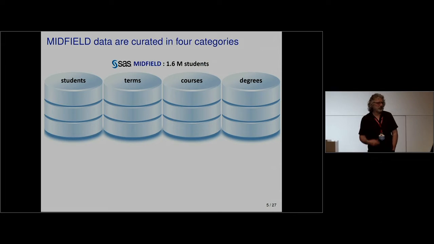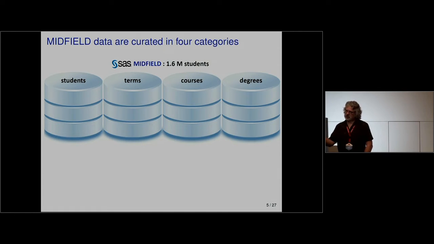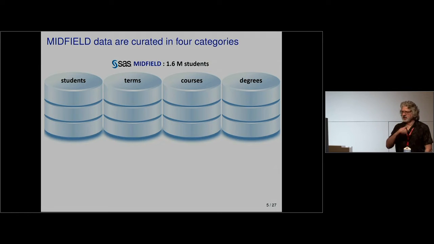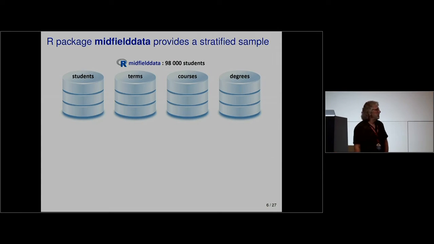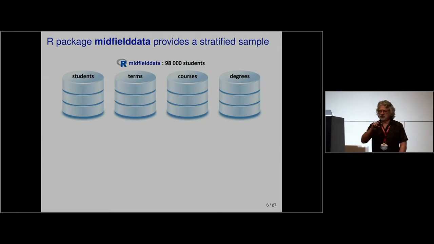The Midfield data are curated in these 4 bins. Students, so that's individual student information like demographic data, the term data, course data, and of course graduation data. What we've done is we've extracted from the Midfield data set a stratified sample, and that's what's in the Midfield data package. I'm going to talk about 2 packages today. The Midfield data package has 98,000 students from 12 institutions. And again, we have those same 4 bins of data sets available.